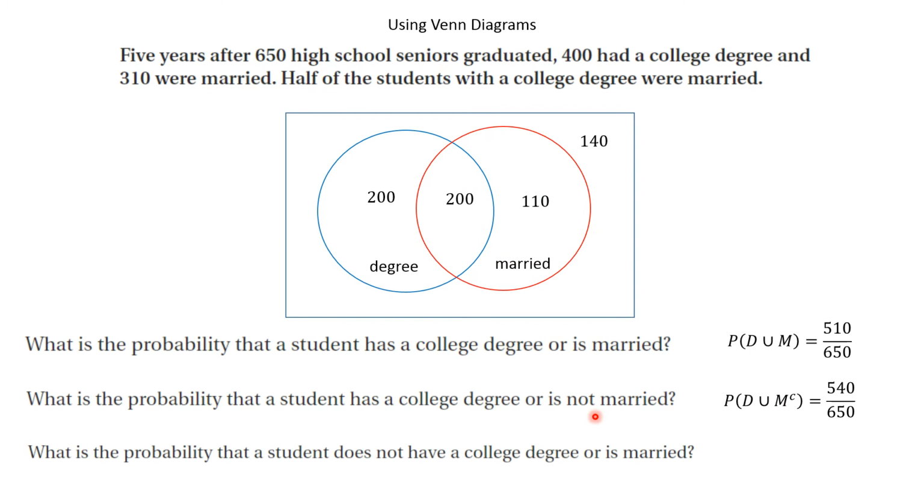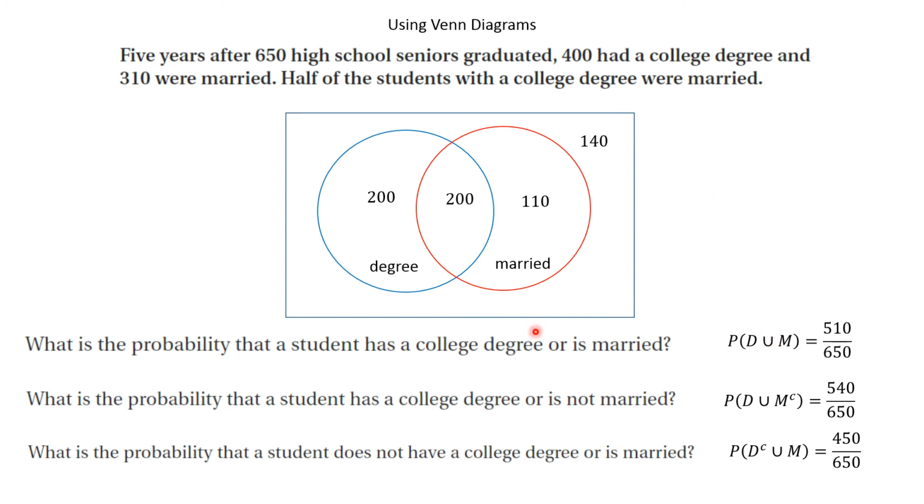All right, one more. What's the probability that a student does not have a college degree or is married? So we need everything outside of the blue circle, which would be this 140 plus 110, or they're married. So anything inside the red circle, we already got the 110, but we can add the 200. And so we have 200 plus 110 plus 140 gives us 450 over 650, which, again, can be reduced.